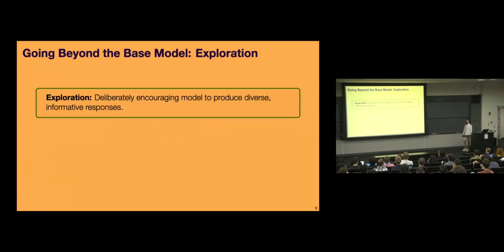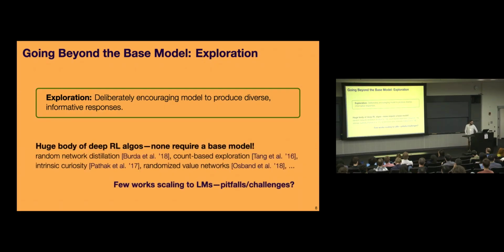If you've been following the RL literature, especially over the last decade, this is really just the problem of exploration. Exploration to me is really just asking: how do you incentivize your model to produce diverse, or maybe more novel or informative responses, so that it can learn from feedback as quickly as possible?